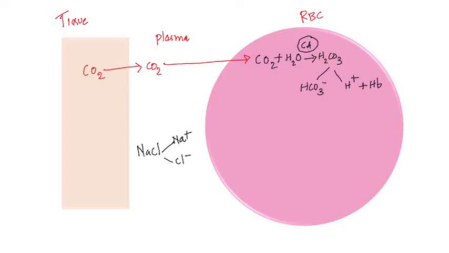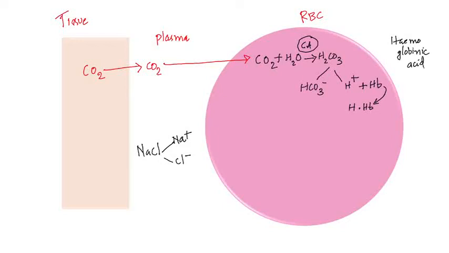So this deoxyhemoglobin is now going to act as a proton acceptor, and it is going to accept this H plus which has dissociated out from the carbonic acid. Now these two combine and form a product known as hemoglobinic acid, HHb. This product is known as hemoglobinic acid.